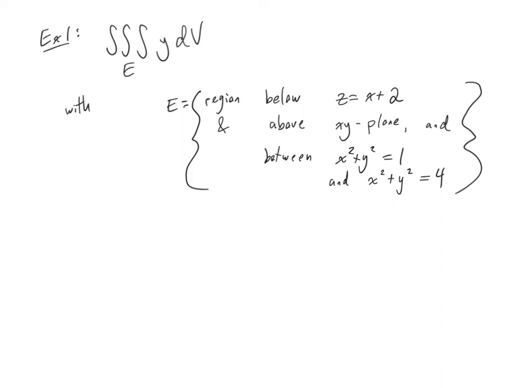Okay, so let's start with this example. I'm taking an integral of y dV over a region E, and the region is what's hard. The region is below z equals x plus 2, that's a plane, and above the xy plane, which is, of course, z equals 0, and between x squared plus y squared equals 1 and x squared plus y squared equals 4.